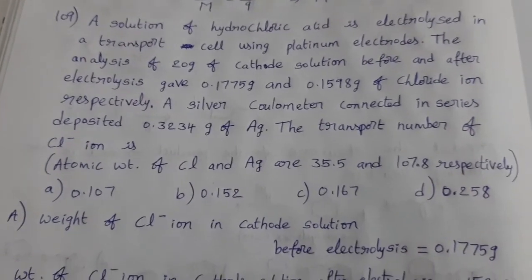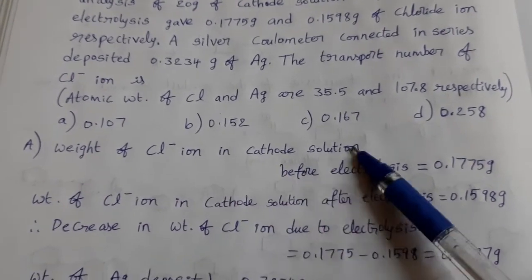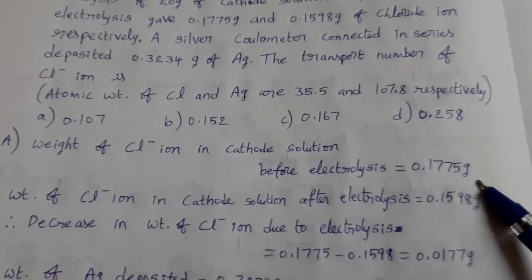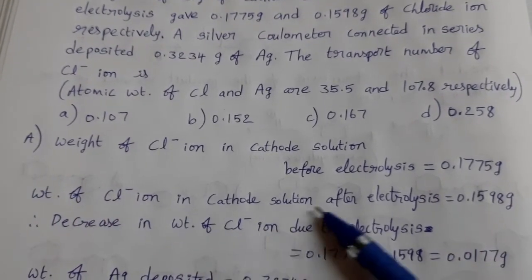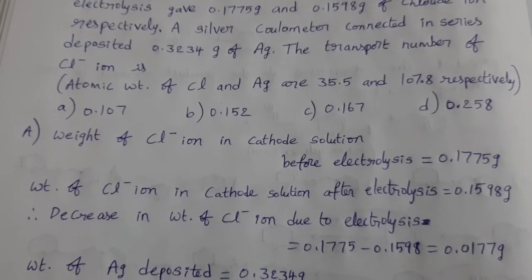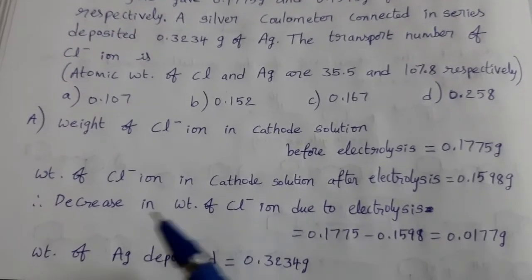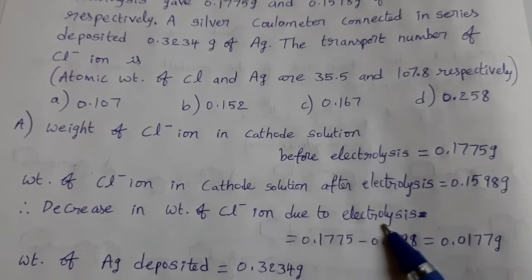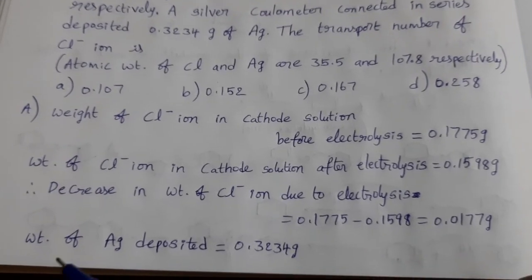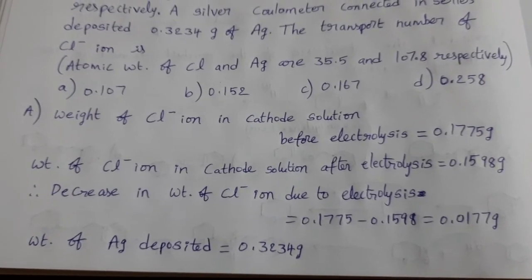We want the transport number. Write down the given data. Weight of Cl minus ion in cathode solution before electrolysis is 0.1775 grams. Weight of chloride ion in cathode solution after electrolysis is 0.1598 grams. Therefore, after electrolysis, the weight of chloride ion is decreased. Calculate that. Decrease in weight of chloride ion due to electrolysis is 0.0177 grams. Now, weight of silver deposited, how much? 0.3234 grams.